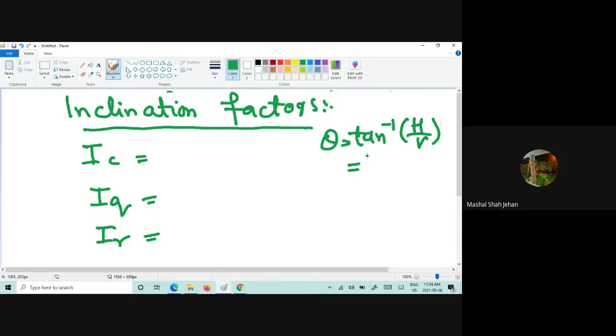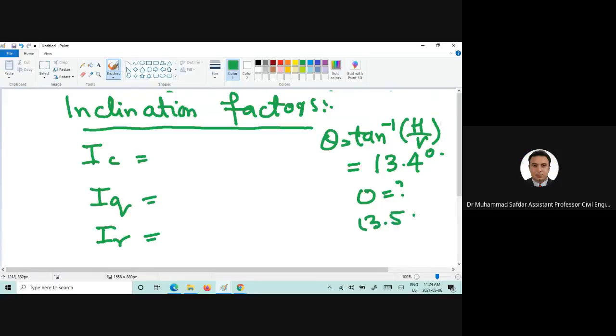13.49. 13.4. Okay. Any other value? 13.5. 13.5. Why 0, Usman? 13.5.